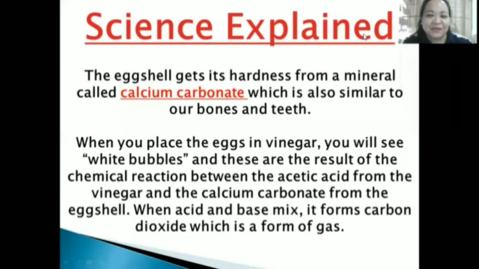Science explained. The eggshell gets its hardness from a mineral called calcium carbonate, which is also similar to our bones and teeth. When you place the eggs in vinegar, you will see white bubbles, and these are the result of the chemical reaction between the acetic acid of the vinegar and the calcium carbonate from the eggshell. When acids and bases mix, it forms carbon dioxide, which is a form of gas.